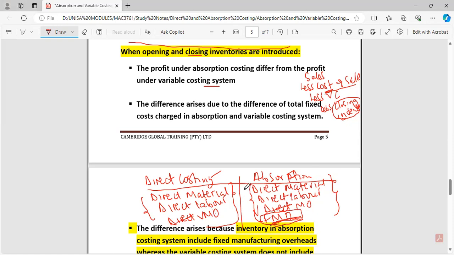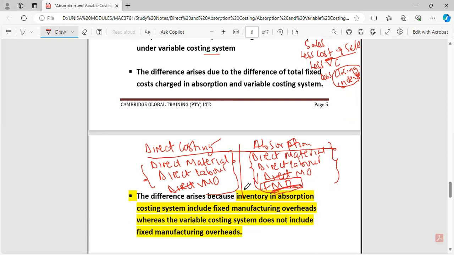But you will see when we do the question, they even explain it here. They say the difference arises because inventory in absorption costing includes fixed manufacturing overheads, whereas the variable costing system does not include fixed manufacturing overhead. So that's what makes the difference between the inventory values in absorption costing and direct costing. Right?